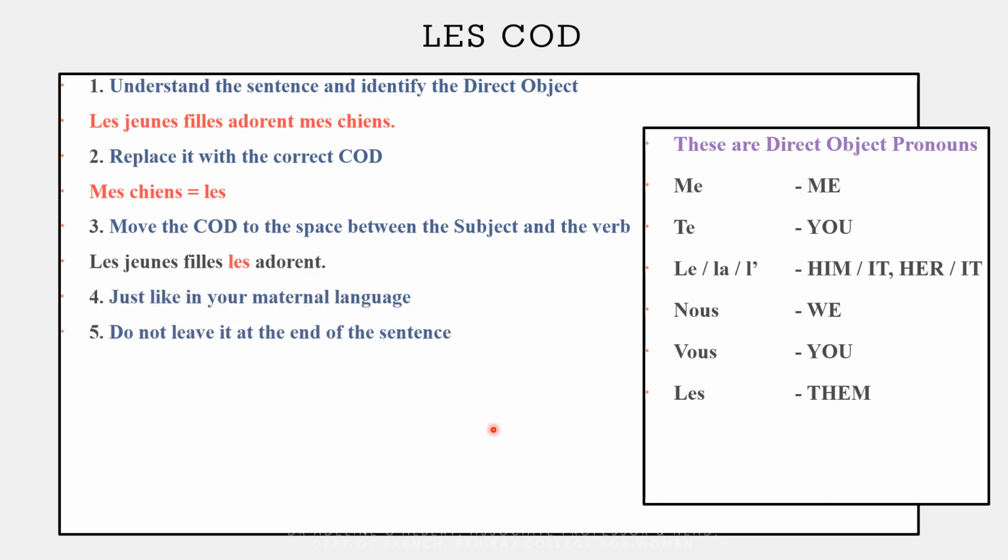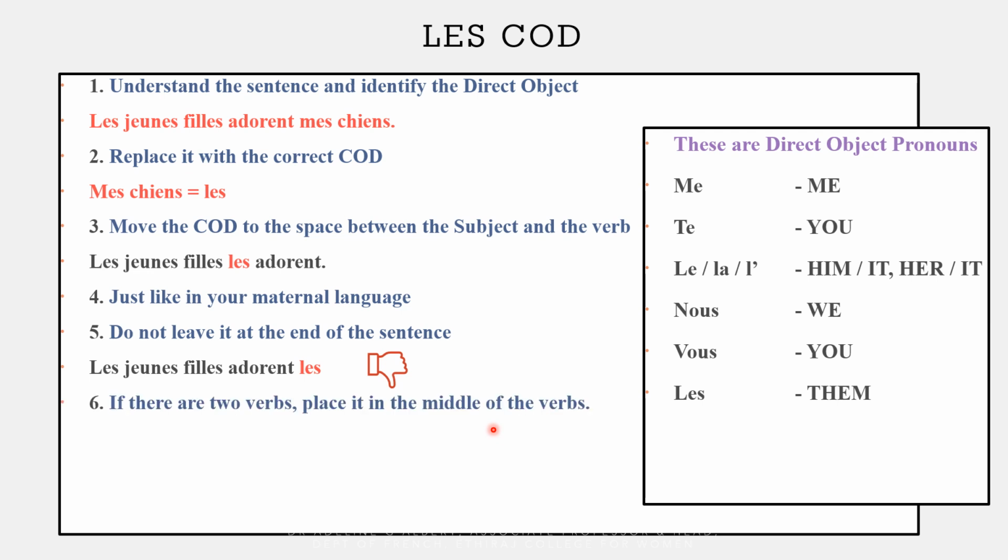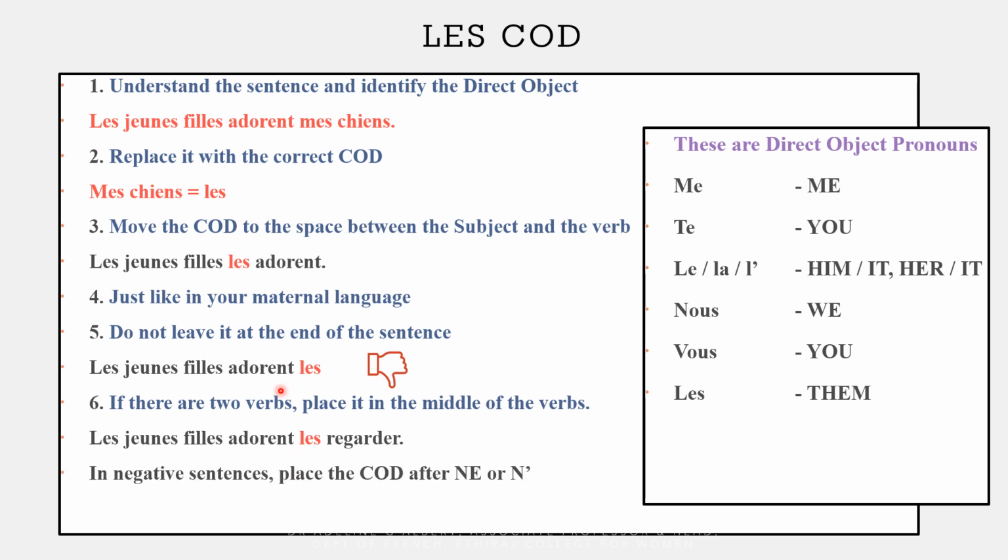It's just like in your maternal language. Do not leave the pronoun at the end of the sentence. This is wrong. This is literally from English. It is wrong. Pronoun position, think maternal. And if it's one verb, put it in front of the verb, like over here. If it's two verbs, put it in between. This is verb number 1, to love. This is verb number 2, put the pronoun in the middle. The young girls love watching them. Negative sentence, put the ne before your verb.